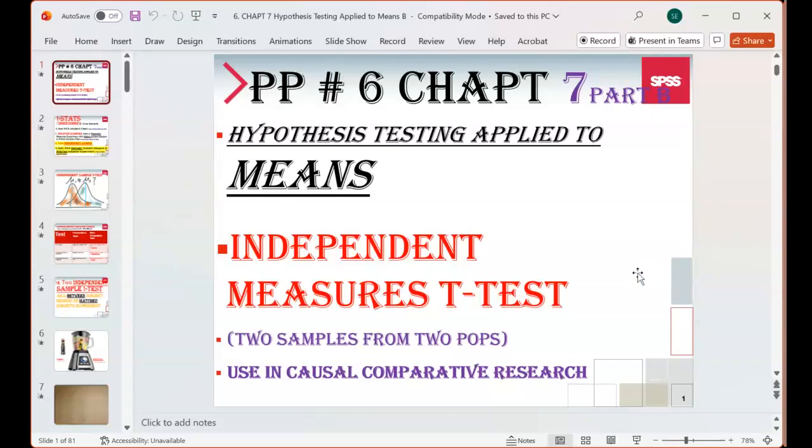Hello, class. Hope everyone is doing well. We're getting very close to the end of semester. Today, we're going to wrap up the t-test. The last t-test that we're going to cover is independent measure t-test or two independent t-test. That's the same, two independent or just independent t-test.